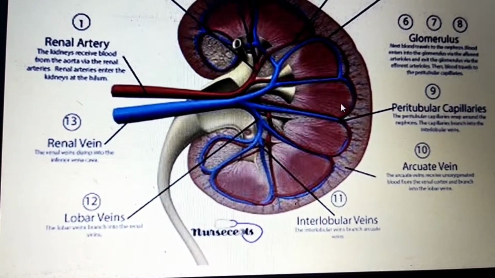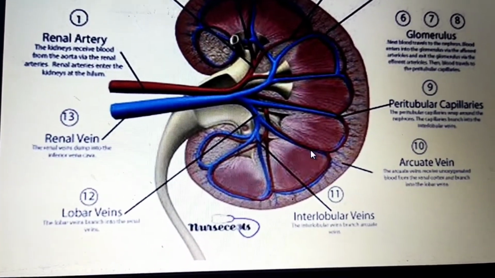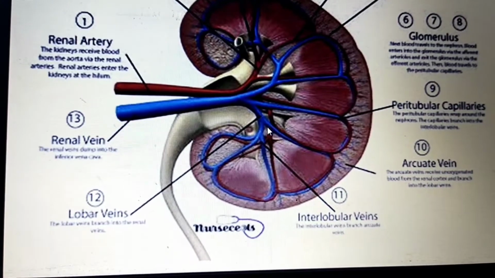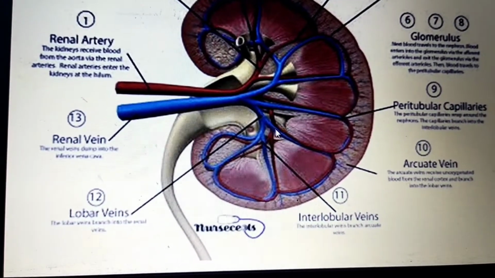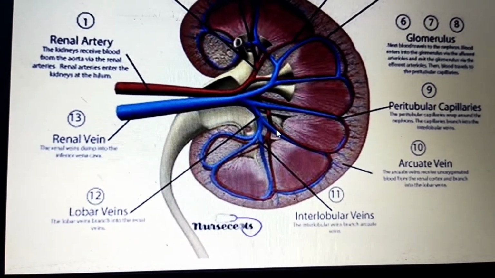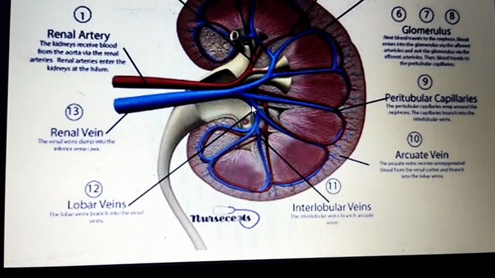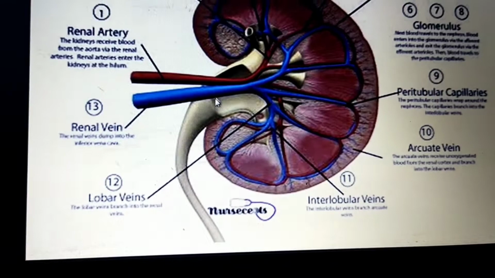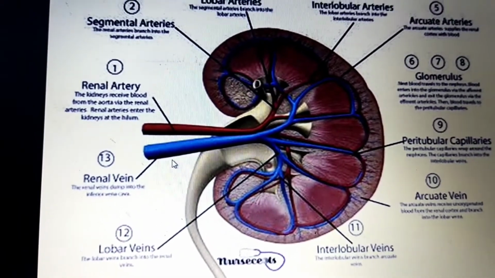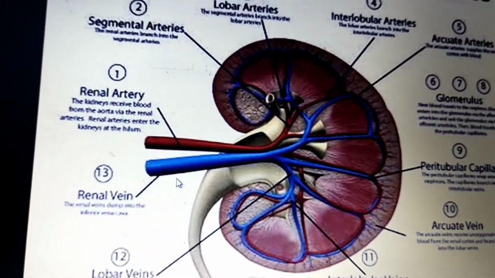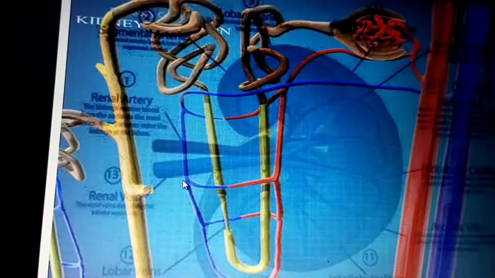Now drainage by the arcuate vein. Then interlobular vein. Then interlobular vein to the lobar vein. Lobar vein to the segmental vein. Segmental vein to the renal vein. Like that there is the blood supply to the kidney.